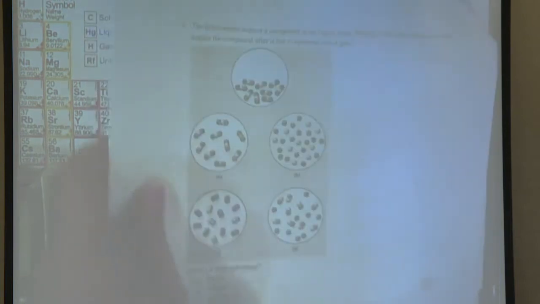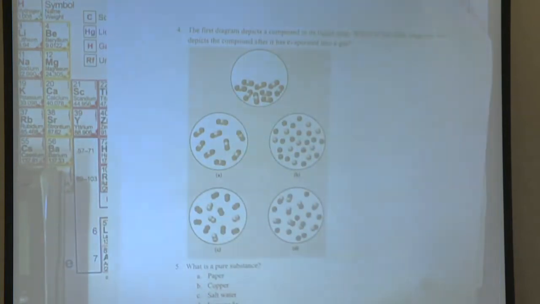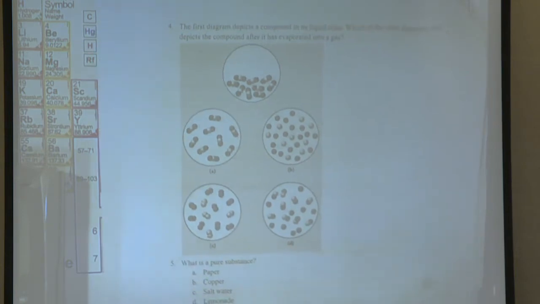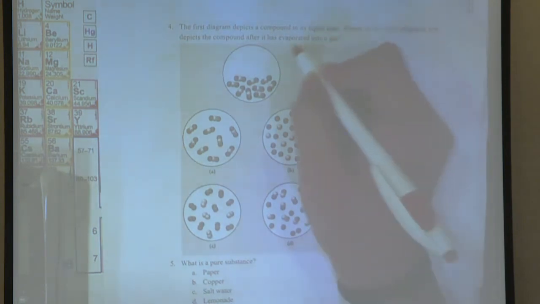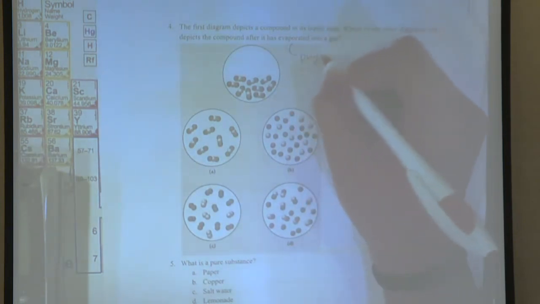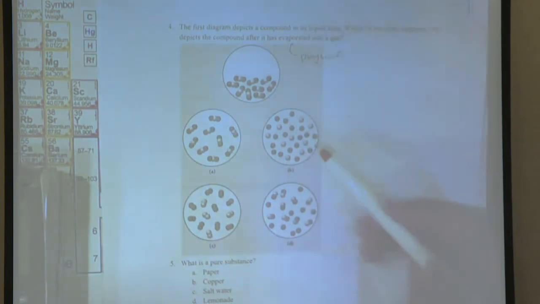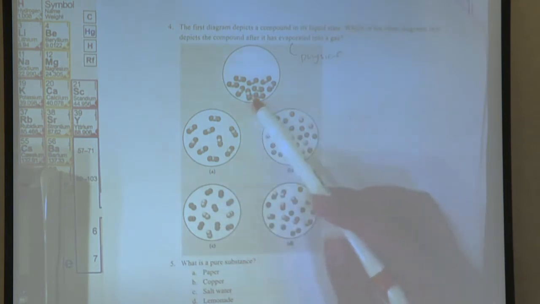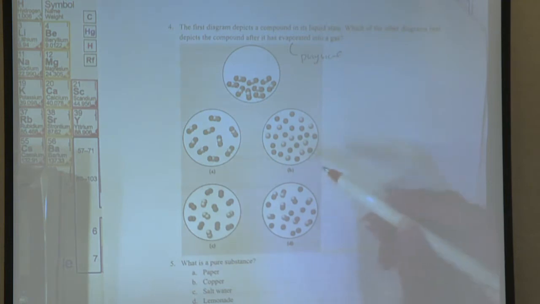The first diagram depicts a compound in its liquid state. Which of the other diagrams best depicts the compound after it has evaporated into a gas? So the important thing here is evaporation is a physical, not chemical change, right? So when we see any difference in the way that the atoms are attaching themselves to one another, we know that that's a chemical change, and that can't be the answer.